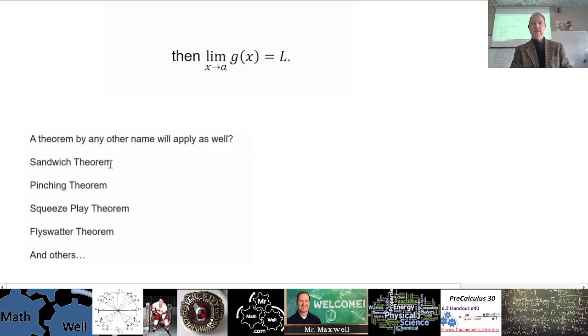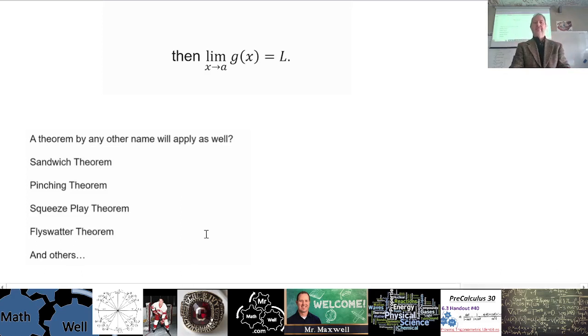So the sandwich theorem in your Finney text, the pinching theorem. I've never heard of the squeeze plate theorem, but apparently there's a squeeze plate theorem. The fly swatter theorem, that's a weird one. I've never seen that one either, but it's kind of like, fly swatter, I don't know, maybe you have a function and the other one kind of comes in. Pancake theorem, I've heard someone say pancake too, like it just pancakes on.